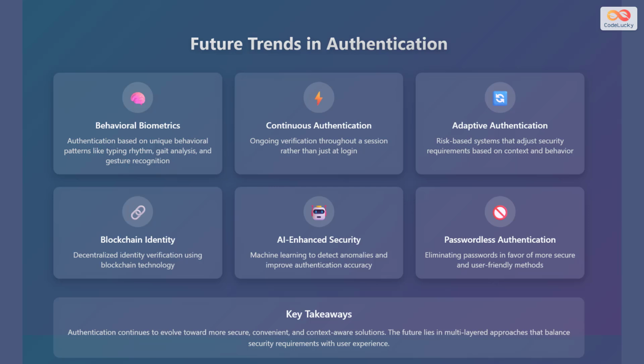Adaptive authentication uses risk-based systems that adjust security requirements based on context and behavior. Blockchain identity offers decentralized identity verification. Artificial intelligence, or AI, is enhancing security by detecting anomalies and improving authentication accuracy. And passwordless authentication aims to eliminate passwords in favor of more secure and user-friendly methods.